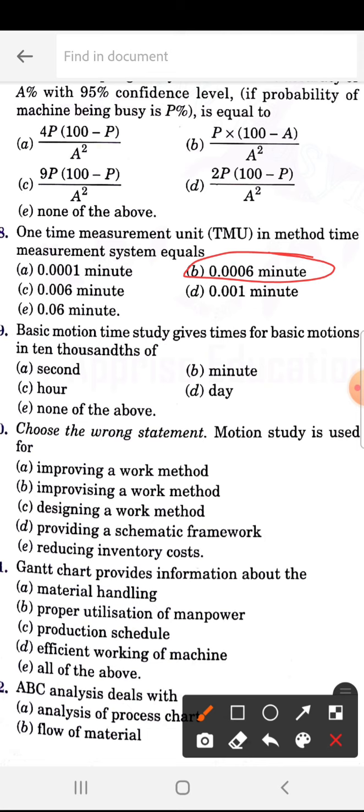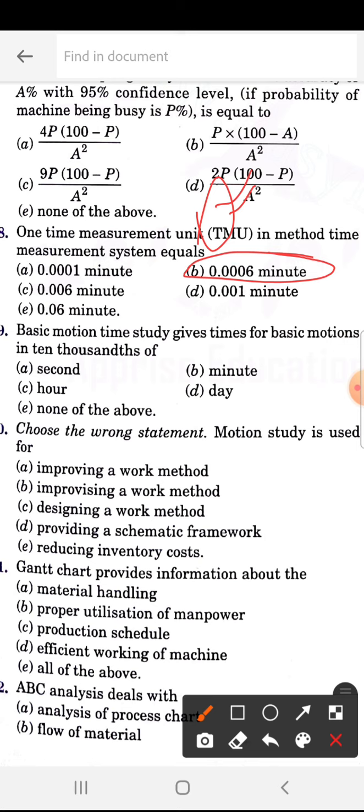0.0006 minutes means, so T means 10,000, so 6 by 10,000, and M means minute, so 60 by minute, so 6 by 10,000, that is equal to this much. So you remember like this. Anyway, you remember this answer.